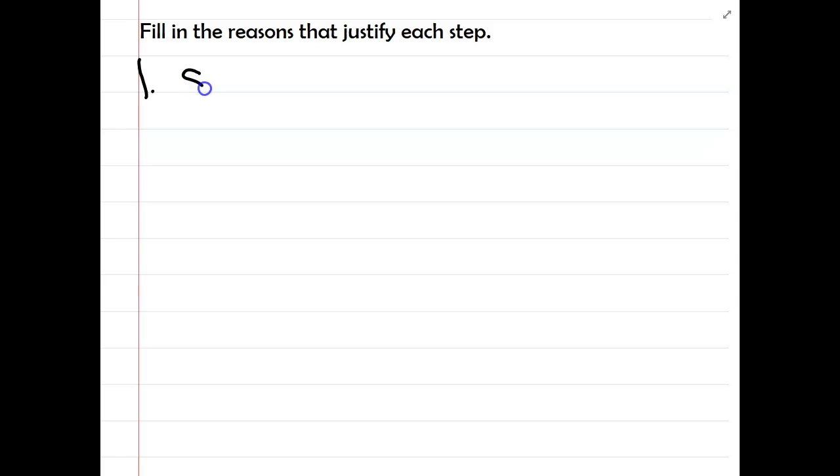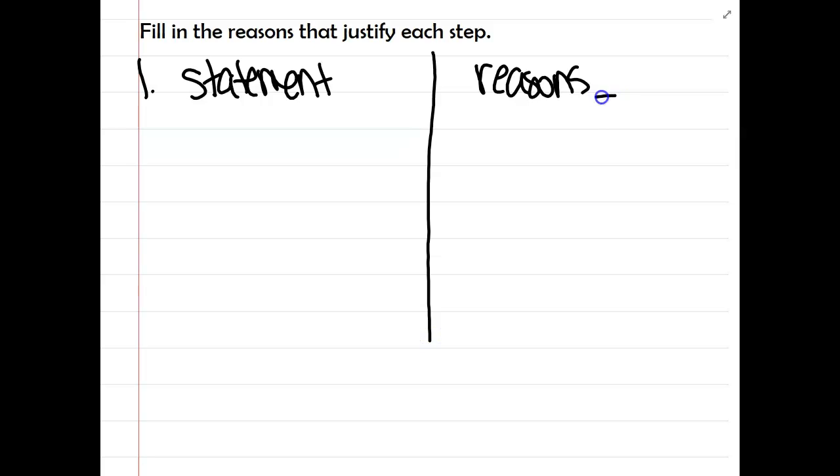Your 2-column proof is always going to look like this. You're always going to have your statement column, and then right next to it your reasons column. Now for today, they're going to fill out the whole statements column for you. You don't have to come up with any of the statements, but you are going to have to decipher the statements and figure out, how are they coming up with this? What are they doing? Because that's how you're going to come up with the reasons.